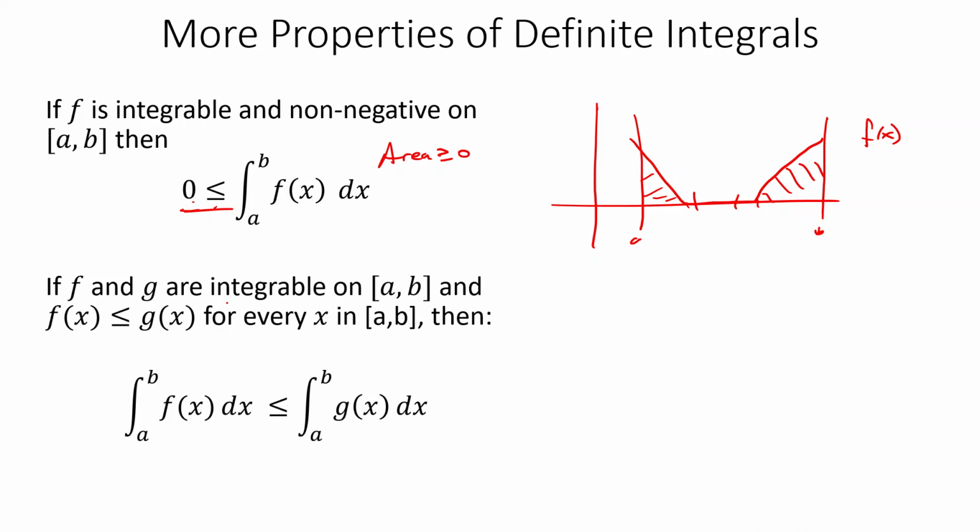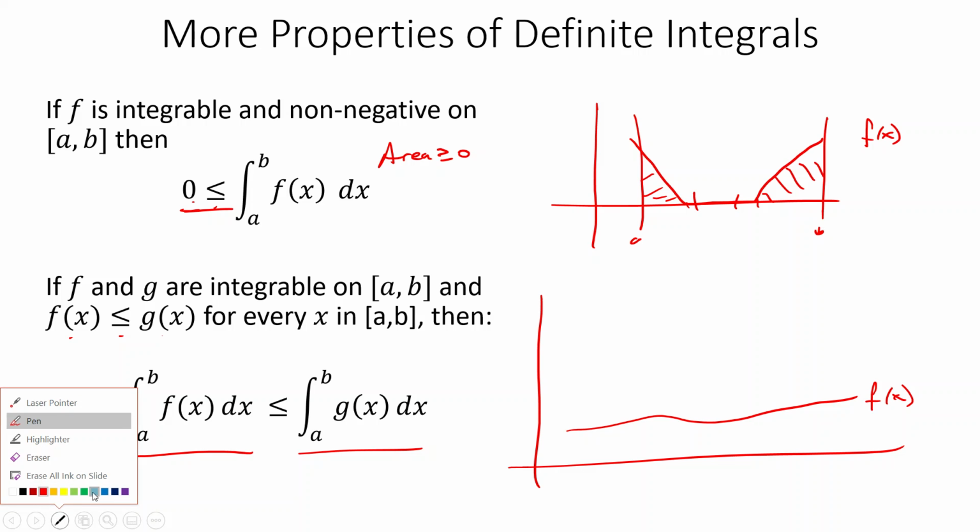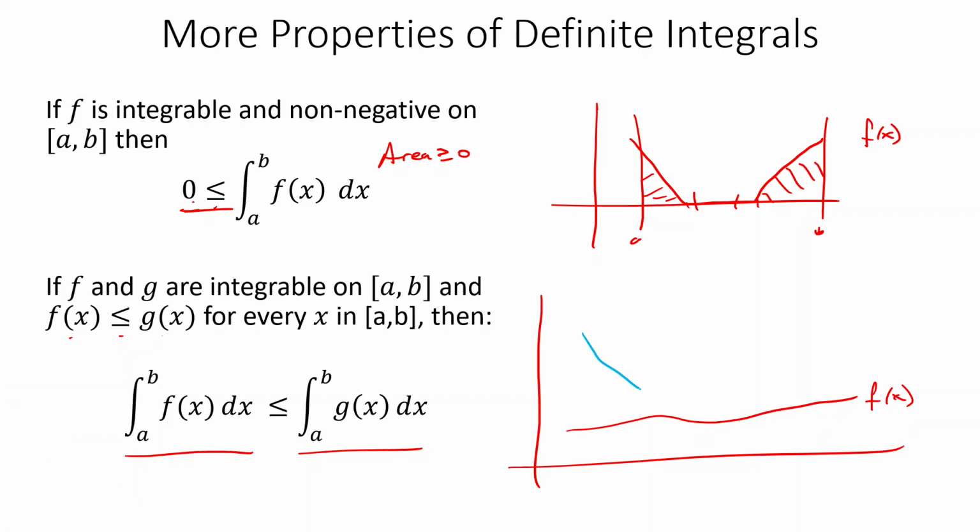All right. If f and g are integrable on the interval, and if f is always less than or equal to g, then the integral of f is less than or equal to the integral of g. Let's take a look. So maybe here's f. And let's switch to another color. Here's g. Maybe we'll make them equal to like this little section here. But then we'll make g bigger again.